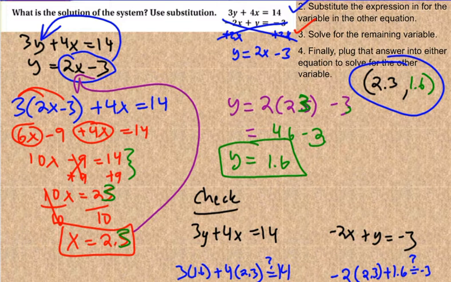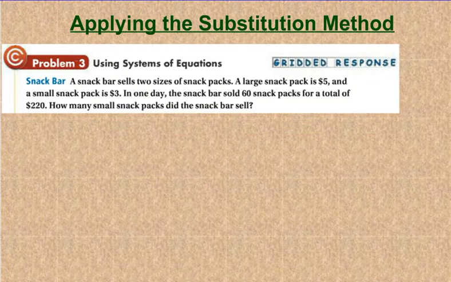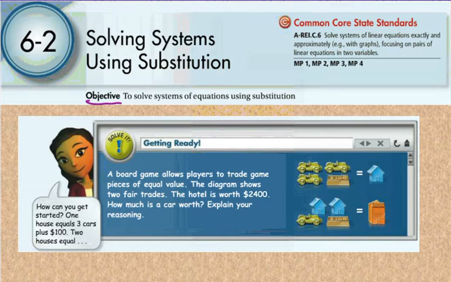So you look at that, that's a lot of work for one problem. But once you get familiar with those steps, and if you've been following along for chapters to come, a lot of that work shouldn't have taken too long. All right? So that is all we're going to cover for today. If you want to look at the word problem that we'll cover next time, it says a snack bar sells 2 sizes of snack packs. A large snack pack is $5 and a small snack pack is $3. In one day, the snack bar sold 60 snack packs for a total of $220. How many small snack packs did the snack bar sell? So that will conclude our goal right now for solving systems of equations using substitution. We'll do some more examples in the next video and in class.